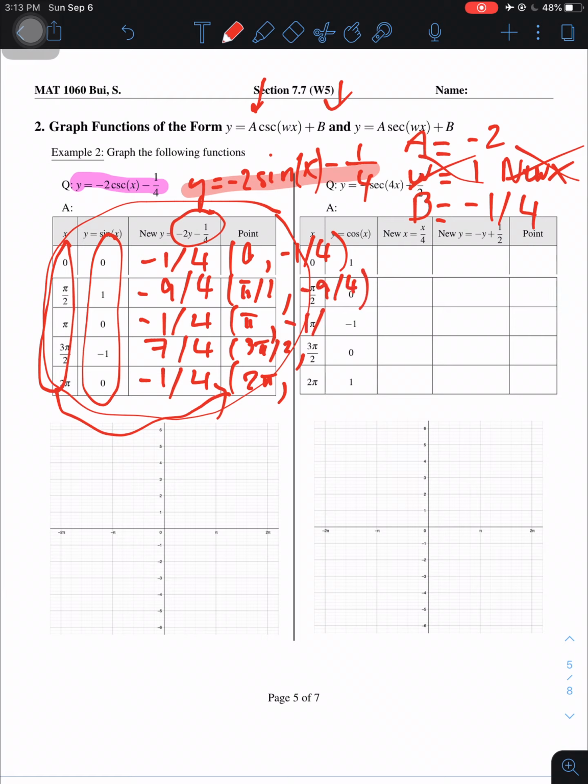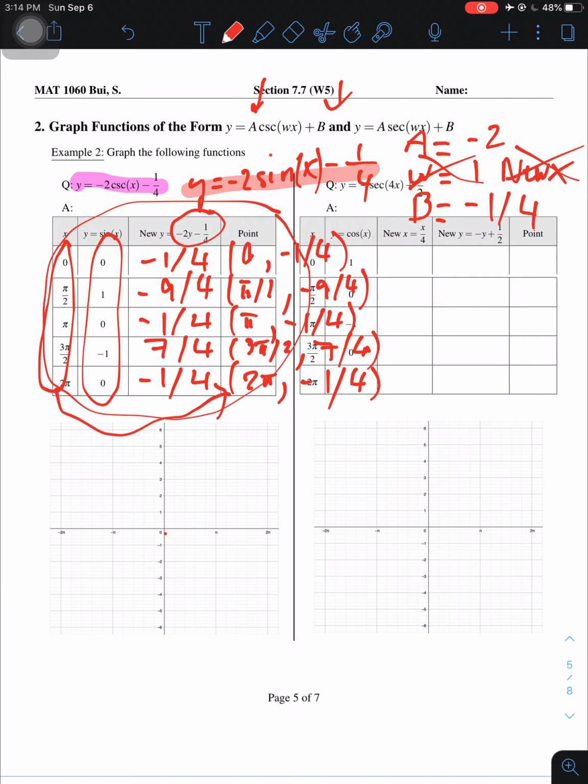And then back to -1/4, and then 7/4, and then back to -1/4 again. Okay, so now that I have the 5 points, let me draw them, right? Let me graph them out. So 0 and -1/4, I'm going to get something like in here. Okay, and then pi/2 and -9/4.